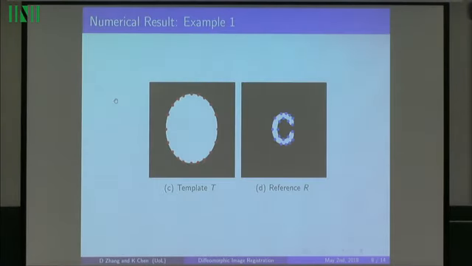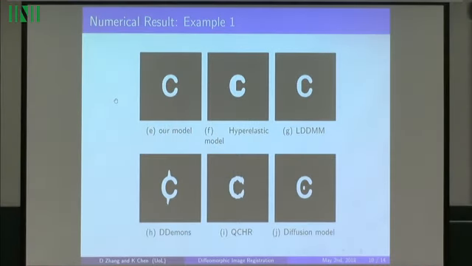This is a synthetic example, a big disk to a small C shape. The red points and blue points on the template and reference are used in the QCHR model. This page is the result, and we can see our model can get a good default template. Since the template and the reference have significantly different area, the hyperelastic model fails. LDDMM can produce a good result, but it costs a bit more time.